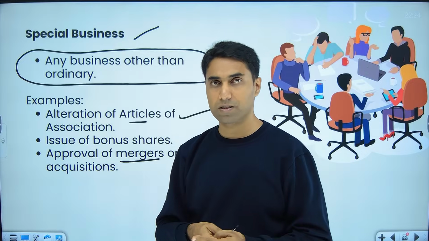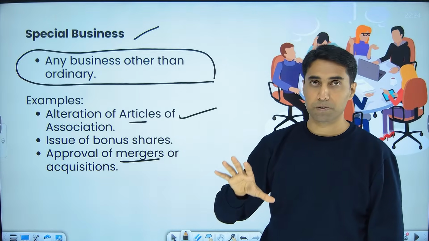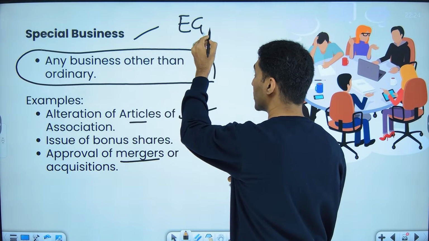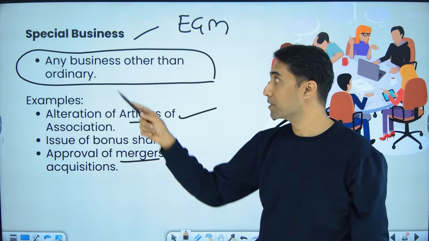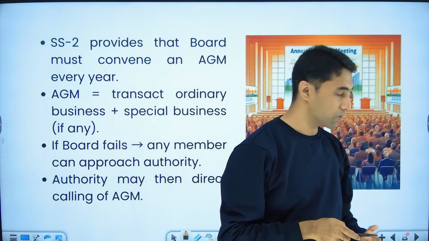For that it is a special resolution, right? It is like that. So ordinary business and special. So like I told again, in an extraordinary general meeting, no matter what you discuss, no matter what you list as a business, it is always a special business.